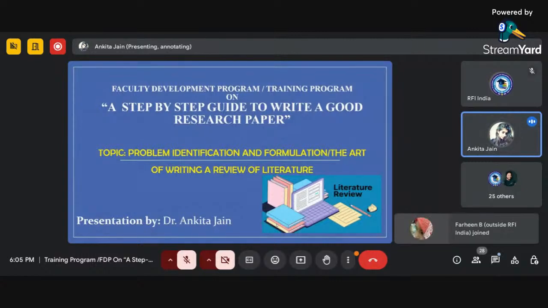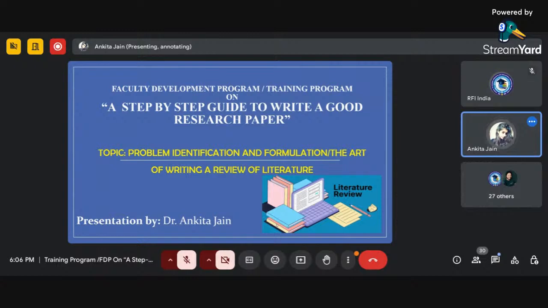As we have two parts of this particular session, one is problem identification, and the other is the art of writing a review of literature. I'll be starting with the first one. Before that, I would like to mention that when we are talking about a good research paper, every research paper has a sequence, step by step. First of all, I'm just talking about the pattern of a research paper.